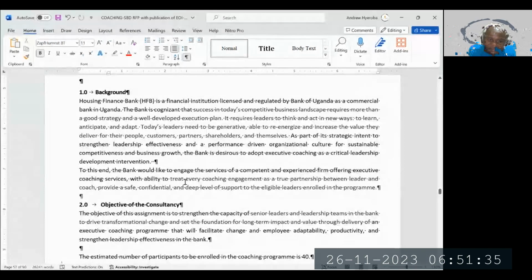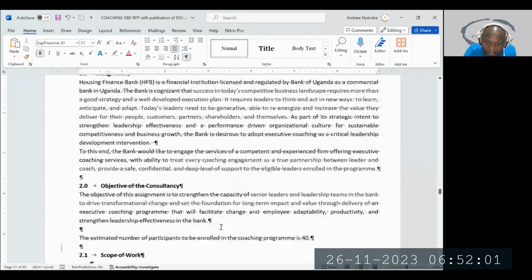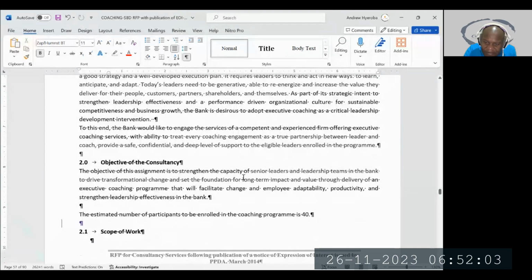So, what are the objectives? To strengthen the capacity of senior leaders and leadership teams in the bank to drive transformational change and set the foundation for long-term impact and value through the delivery of an executive coaching program that will facilitate change and employee adaptability, productivity, and strengthen leadership effectiveness in the bank. So they've zeroed it down. They said our issue is the capacity of leaders and leadership team to strengthen.